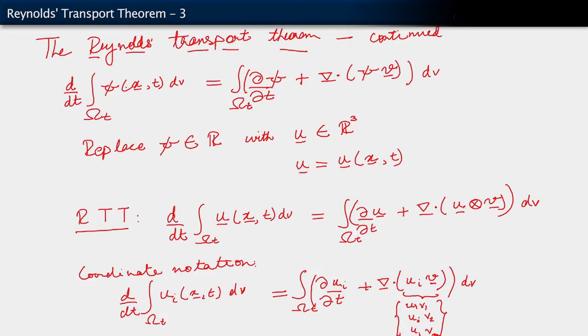I'll go back to the previous slide here. This result that we see is what we get when u, instead of being a scalar as before, is a vector. So that's the generalization of the Reynolds transport theorem to vectors. All right.